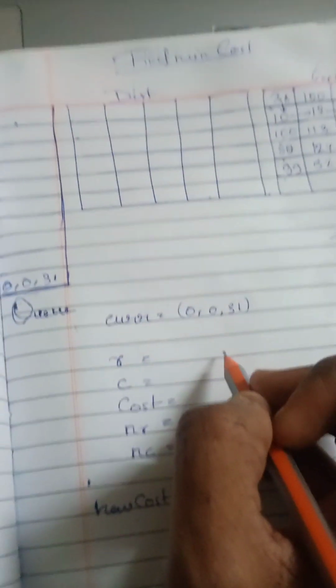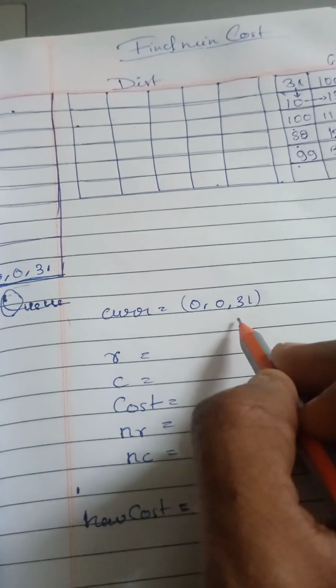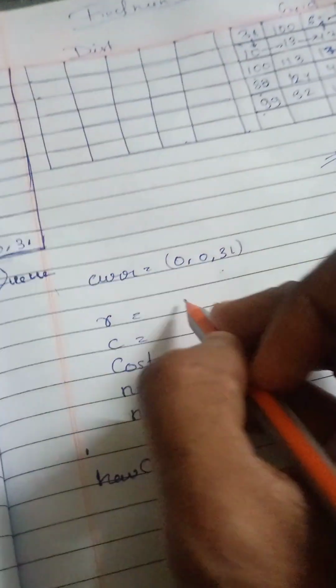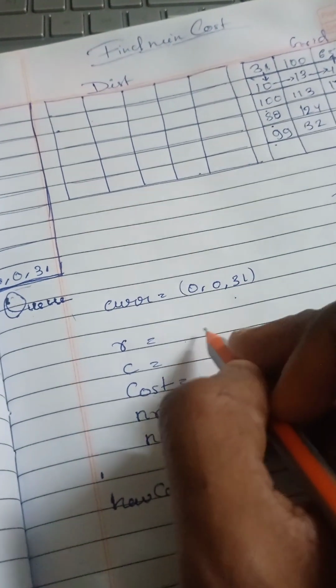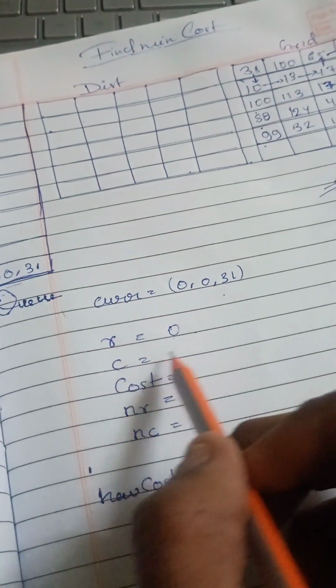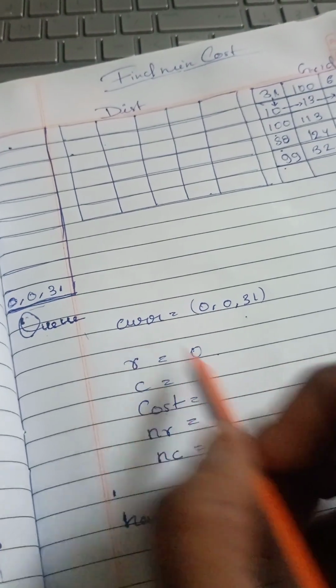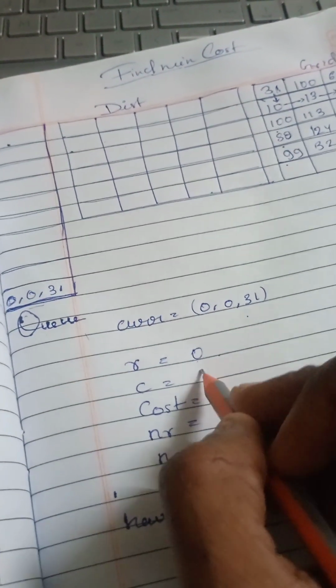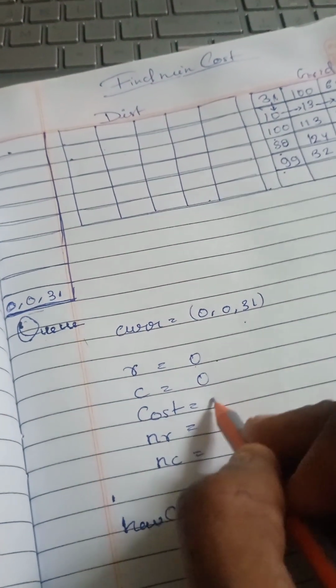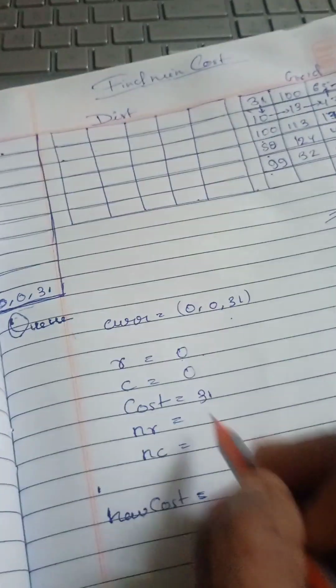Now what happened right now? When I pushed it out, I'll get here cur.row, so I'll get 0, and cur.column, because this is a node, as I told you, this is a class. So cur.column is also 0 and cur.cost is 31. We are taking it from this one by one.